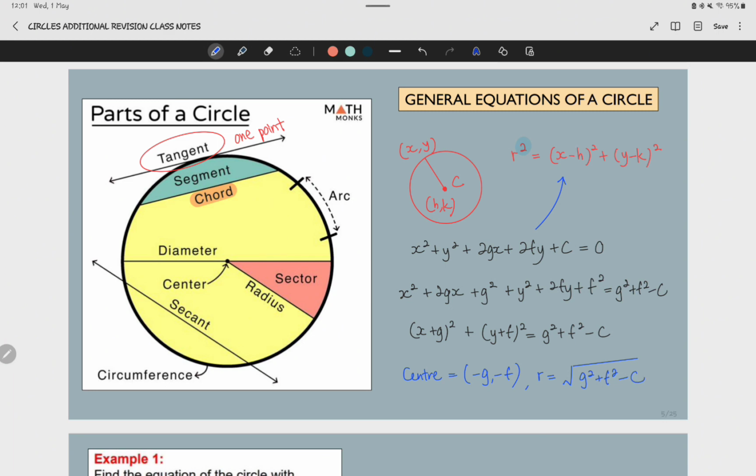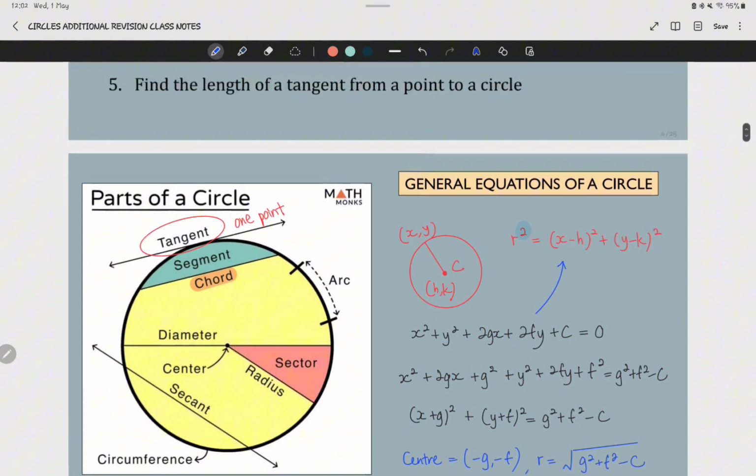So this is just the general equation of a circle. If you really cannot remember the black color part of the writing, you just remember the red color one. When you get the red color one, you can derive your own formula with the black color one, and then eventually you will remember that for this kind of formula, you get negative g, negative f, and the radius will be the square root of g squared plus f squared minus c. Okay, so this is how I explain the general equation of a circle.